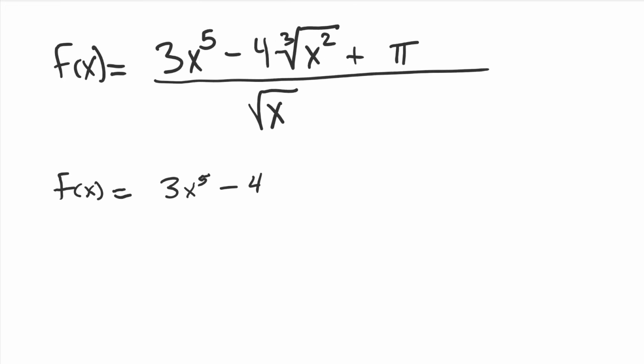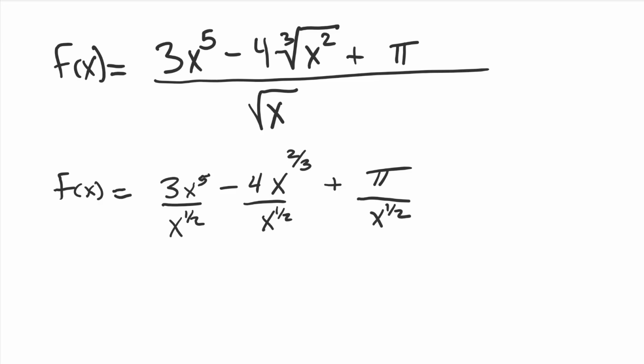Minus our 4, and now we're going to write that. So the power is the numerator, so 2, and then the root, that's the denominator, 3. And then plus that number, pi. And now we're going to do the same trick. We're going to put the square root of x underneath all the terms. But don't write the square root of x, write x to the 1/2. Beautiful.